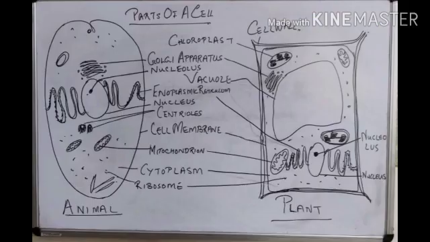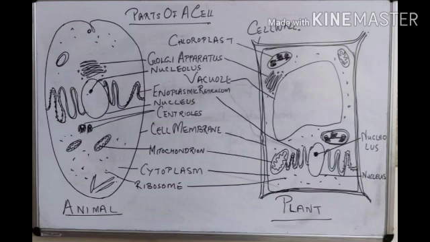So let's continue. All the life functions take place in every cell. A cell itself is made of certain parts. Though animal and plant cells are not exactly alike, they may be different in some aspects. So now we are going to study the parts of a cell.